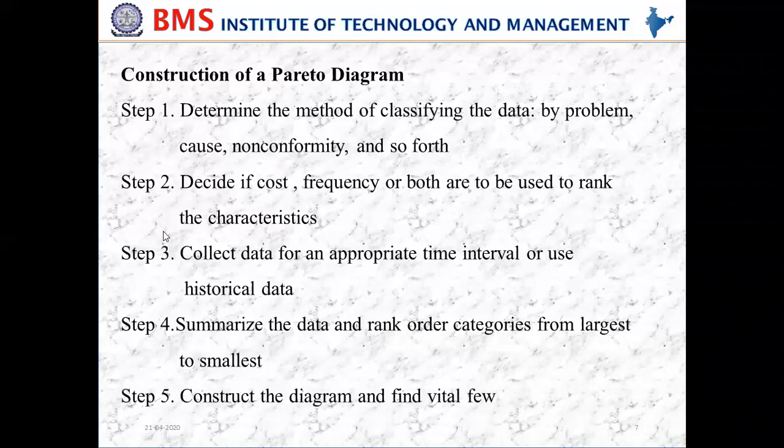Construction of the Pareto diagram. So how to construct this Pareto diagram? There are 5 steps in constructing the Pareto diagram. Determine the method of classifying the data: by problem, by cause, by non-conformity. Non-conformity means the defects and so forth. If you want to classify the data based on the problem, or the causes, or the defects, you need to mention the method of classifying.